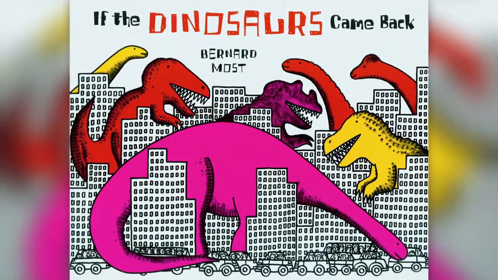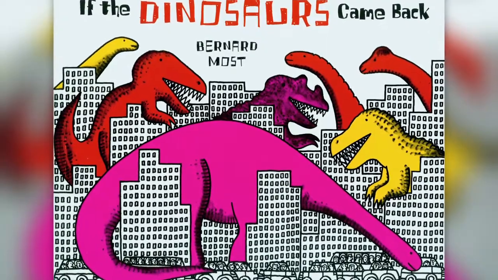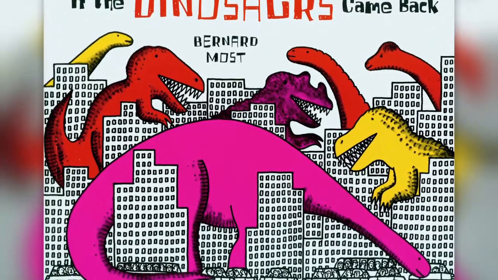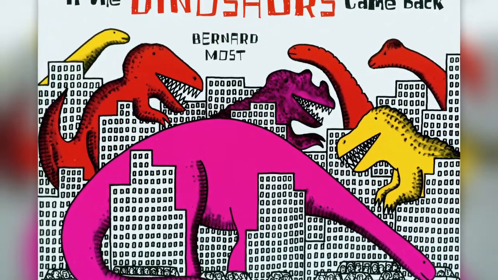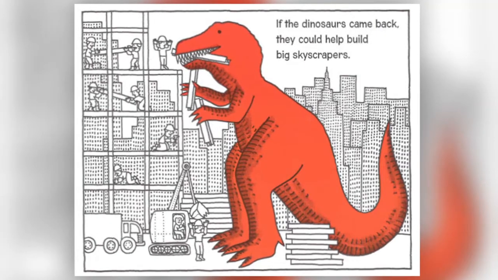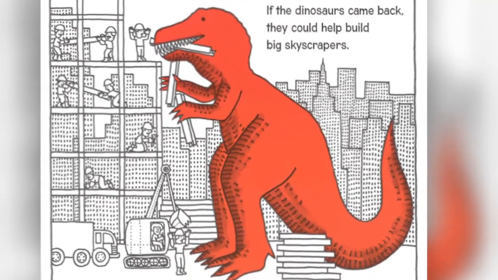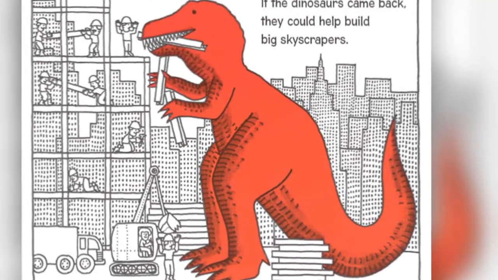Artists, today we read the book If the Dinosaurs Came Back by Bernard Most. Bernard wrote a story about a little boy who wished the dinosaurs were still around. We saw how he created lots of different pictures using a variety of different lines. Lines is one of our ingredients in art.